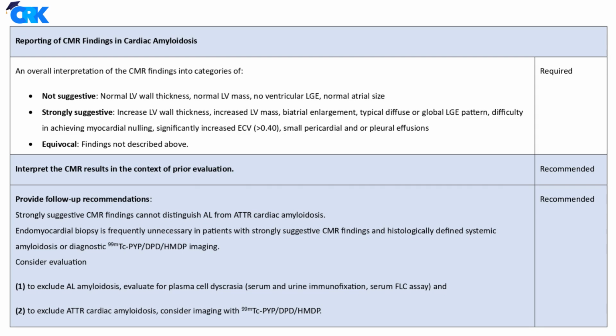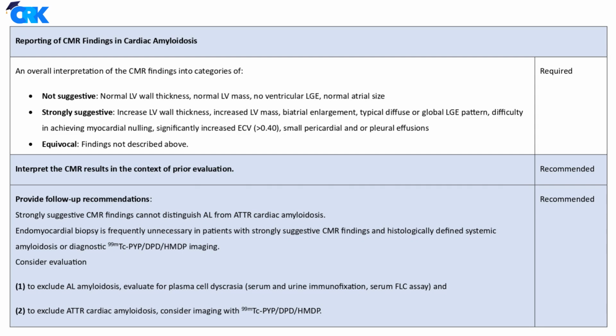Follow-up recommendations. Now let's talk about what to recommend next, especially when the CMR is strongly suggestive of amyloidosis. Here's the key point. CMR cannot distinguish AL from ATTR cardiac amyloidosis, so further evaluation is necessary. To exclude AL light chain amyloidosis, recommend evaluation for plasma cell dyscrasia. This includes serum and urine immunofixation and serum free light chain (FLC) assay. These tests help identify monoclonal protein production.